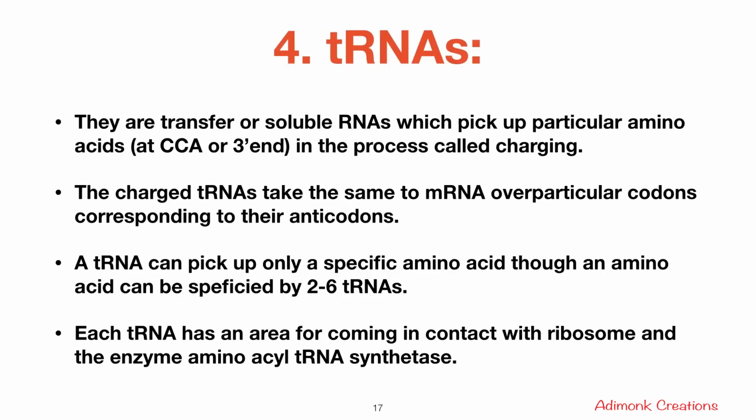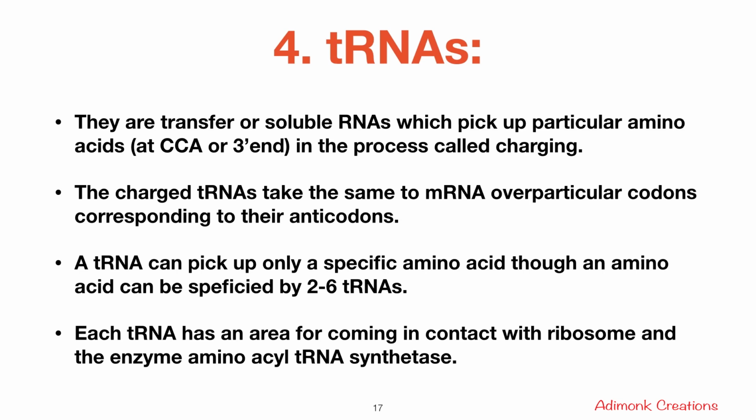The next important part of the protein synthesizing machinery is the tRNAs, also known as the transfer or soluble RNAs, which pick up the particular amino acids at the CCA or the 3' end in the process called charging. The charged tRNA takes the same to mRNA over particular codons corresponding to their anticodons. A tRNA can pick up only a specific amino acid, although an amino acid can be specified by 2 to 6 tRNAs. So each tRNA has an area for coming in contact with the ribosome and the enzyme amino acid tRNA synthetase.